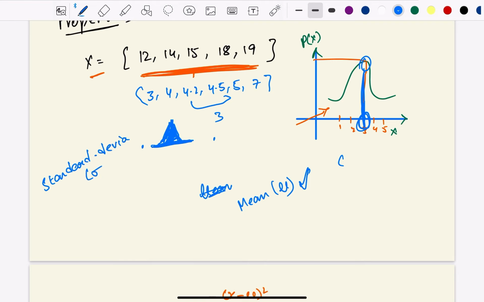It is represented by sigma square. What does this standard deviation say? Standard deviation talks about the spread. Like, this is one graph, and this is one graph, and this is one graph.